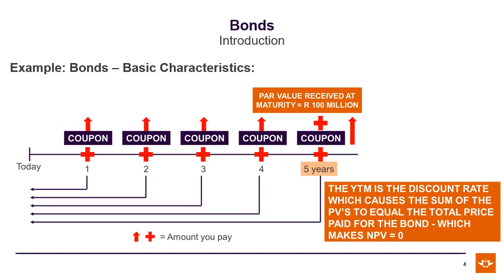We're now going to look at the cash flows associated with this bond. So we are here today, and what we notice is that looking forward over the next 5 years, we will receive a coupon at the end of each of the next 5 years. So this is an annual coupon bond. Coinciding with the 5th coupon payment at the end of the 5th year, we will also receive the par value of 100 million rand. And we all know, based on what we talked about previously, that the yield to maturity is the discount rate which will equate the sum of the present values of all the coupon payments and the redemption value to the price of the bond.